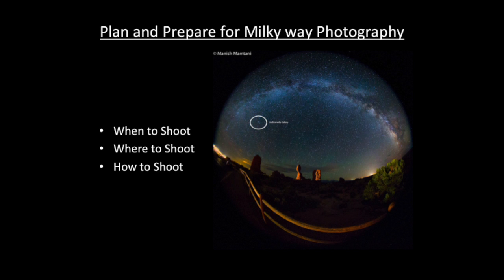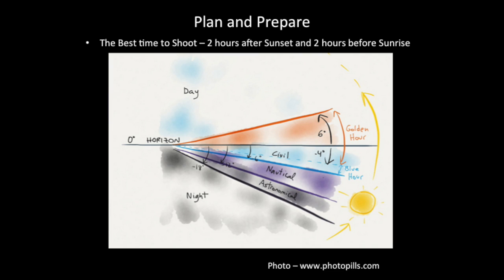So the most important thing for Milky Way photography, the utmost important thing, is planning. You need to plan when to shoot, where to shoot, and how to shoot. And in this slide, I'm talking about the first thing I just said, which is when to shoot. The best time to shoot the Milky Way is on average 2 hours after the sunset to 2 hours before the sunrise.